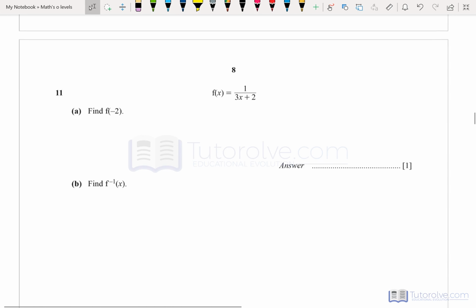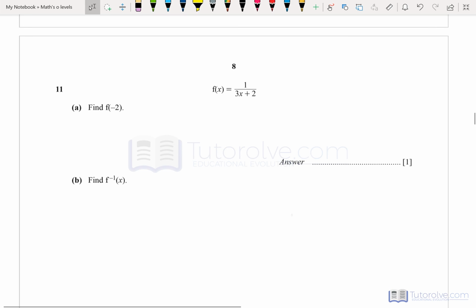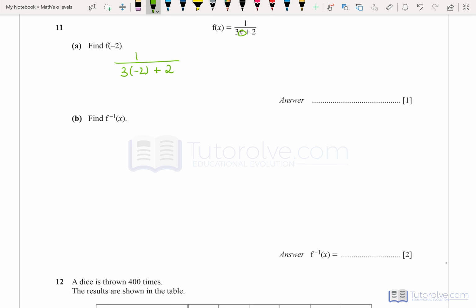Now we have question number 11, and they've given us this very straightforward function here, and they want us to find the value when f is 2. So basically just have to substitute this x with minus 2 here. So 1 over 3 times minus 2 plus 2. And if you solve for this, your final answer is going to be negative 1 by 4.